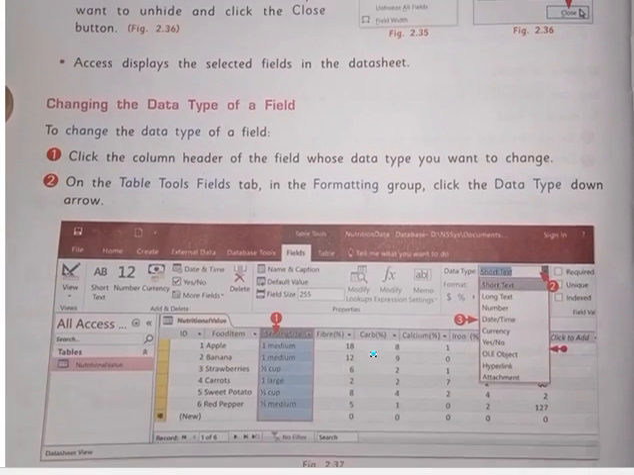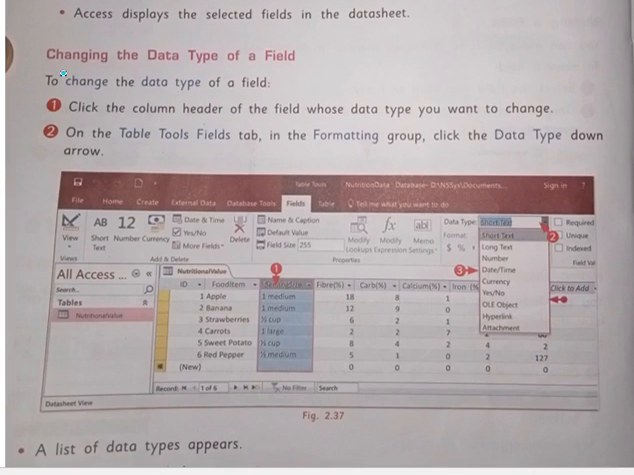The last topic is changing the data type of a field. How to change the data type of a field? For this, click the column header of the field whose data type you want to change. Suppose any column you want to change the data type of. After clicking that, on the Table Tools Fields tab, in the Formatting group, you have to click Data Type. You can see this Data Type.